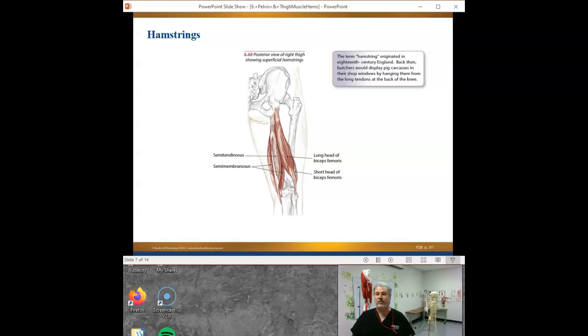So I don't know what you want from me. I want the right answer. What? What does a posterior tilt do to the curves of my spine?